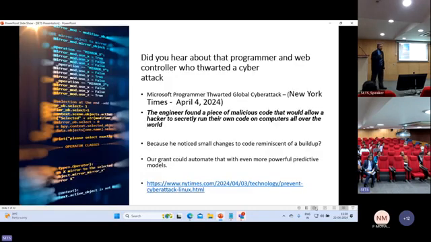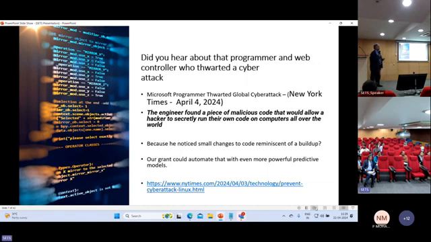Now, here is a good example that I want to tell you and focus on, everybody. Did you hear about a programmer who actually avoided a major cyber attack? It's a real thing that happened. If you go to the New York Times, April 4th, 2024 article, a Microsoft programmer who was sitting there was able to look at how the attack was taking place in time. He was a very good programmer and he could notice some changes, kind of oscillating in the entire program. Then he could immediately recognize, oh yeah, there is some attack taking place.